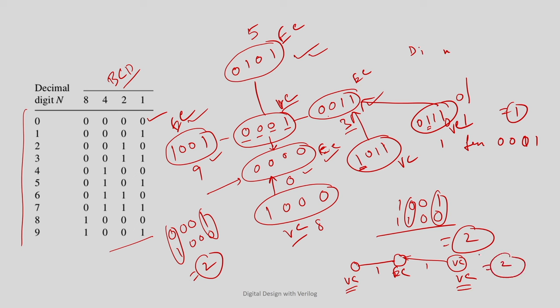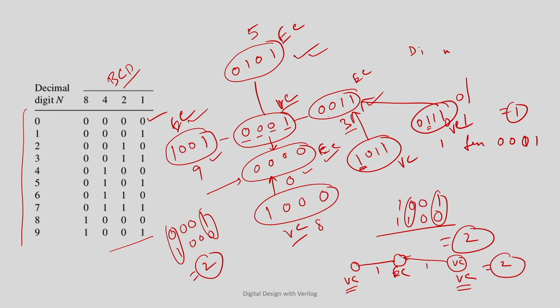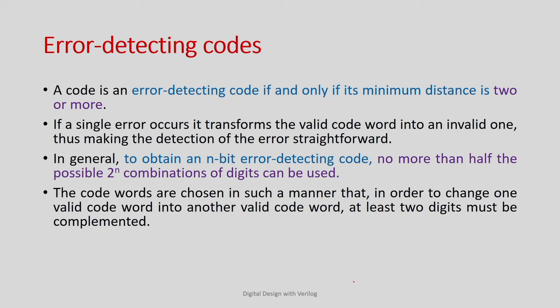So, whenever the distance between two valid codes is 2, then that will be an error detectable code, because whenever an error happens in a single bit of a valid code, it will always reach an error code. It will not reach another valid code. Okay. That is the kind of philosophy that we are trying to develop. So, that is what is being summarized here.